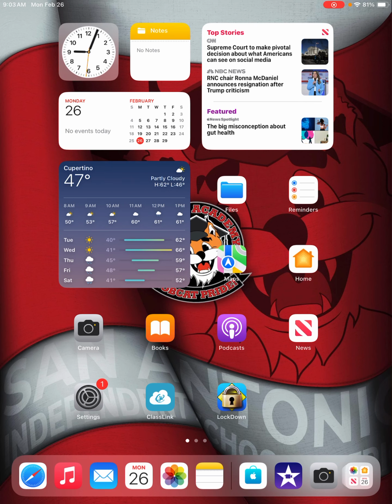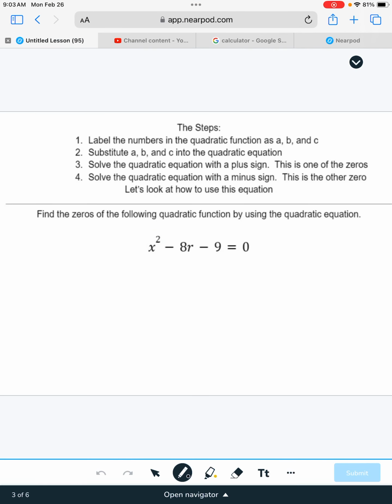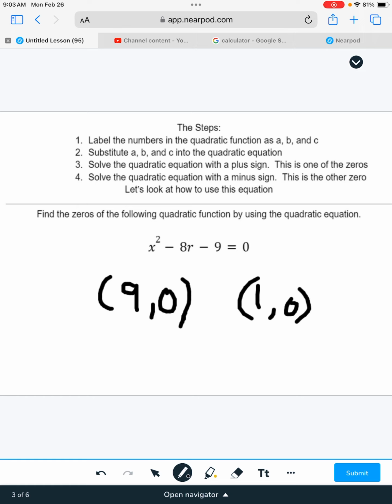All right. So when I come back over here and it actually asks for my number, 9, 0, and 1, 0, those are going to be my zeros. So you see how I was able to plug those numbers in and solve for it? That is going to be what you're expected to do today.